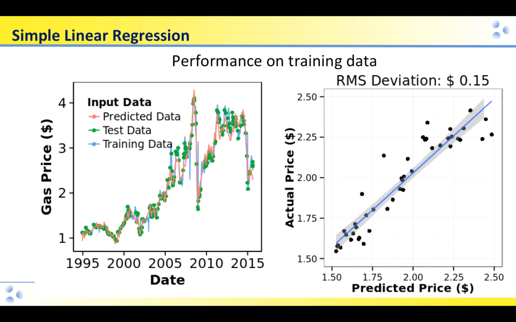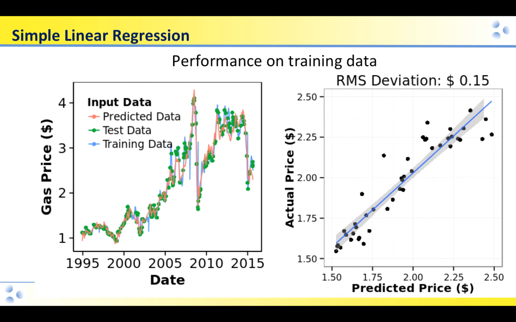And what I see is that I'm doing a reasonable job of predicting the training data and the test data. So I've reserved the green data points from my training as data that I did not train on, and then trained on the remaining blue data points, and then look at the prediction, which is the orange curve, which does a fairly good job of predicting the test data, the ups and downs of the gas price.